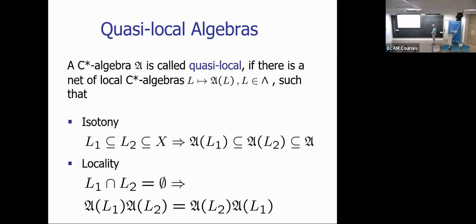And now we talk about locality, namely if two regions are disjoint to each other, the elements of the corresponding subalgebras should commute. This is quite interesting. It simply says, of course, we are considering observables within these algebras, and all the elements of the algebra associated to the region L1 should commute with all the elements of the algebra associated to the region L2. And that means they do not perturb each other during measurements because they are spatially separated.